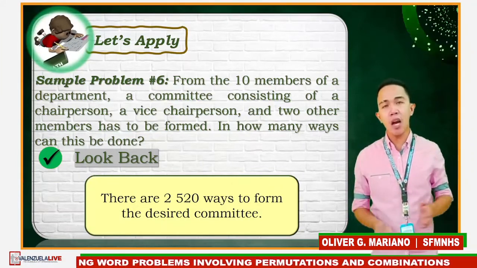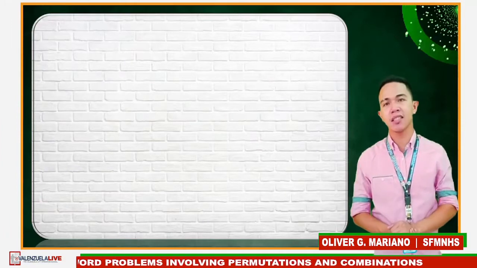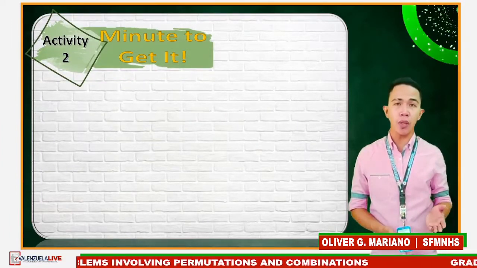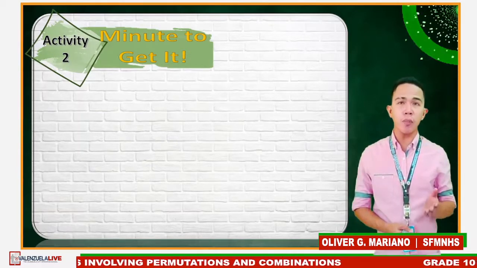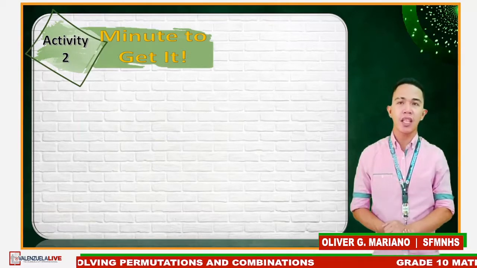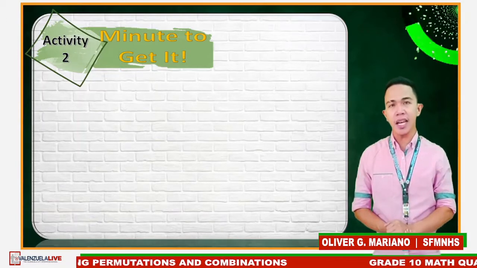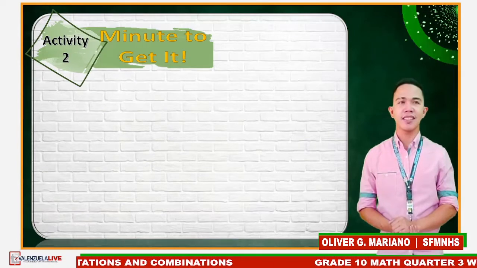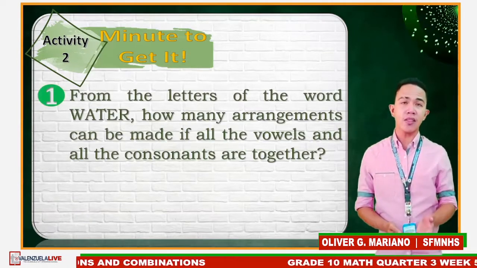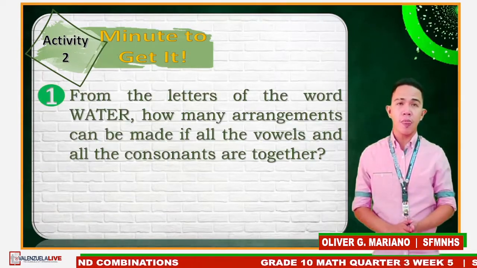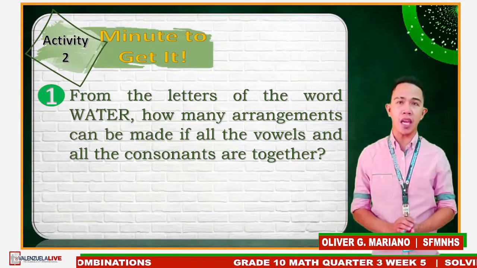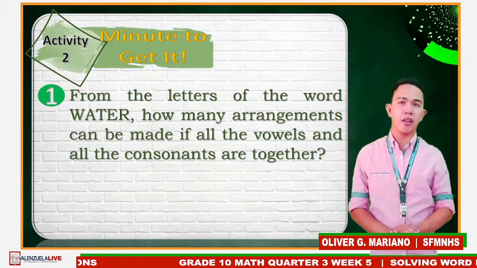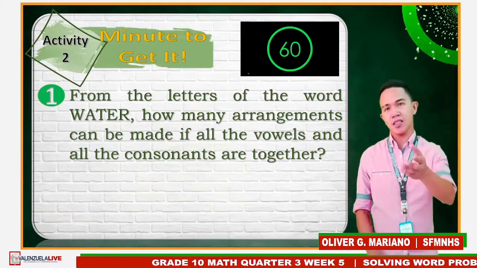Now, let's have our second activity entitled Minute to Get It. I'll be posting a word problem and you will be given 1 minute to solve it. Once you're done, key in your answer in the comment box. Here is the first one. From the letters of the word water, how many arrangements can be made if all the vowels and all the consonants are together? You've got 1 minute, go.